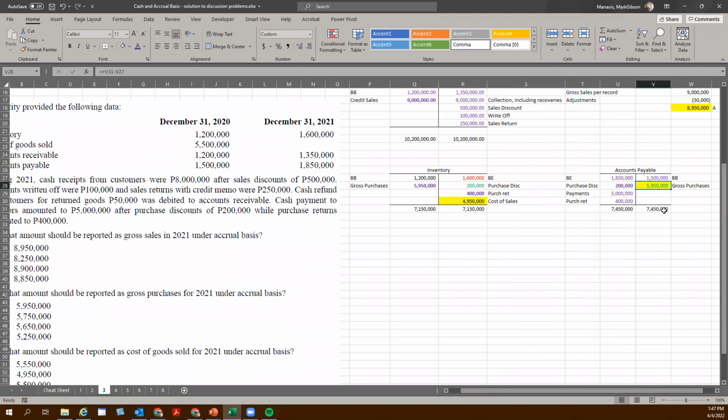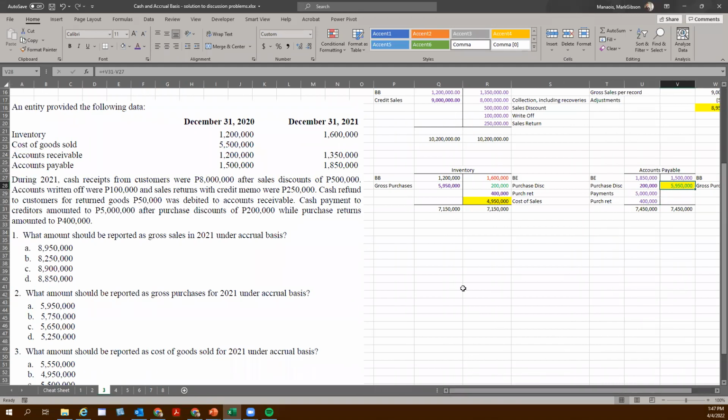So squeeze in now the gross purchases. That's 7,450,000 less 1,500,000. So that's 5,950,000. So that's our gross purchases. Remember, class, if what's needed is net purchases, all we have to do is get the gross purchases and then deduct the purchase discount and purchase returns. So be careful with that, because what's asked here is only gross purchases. So that would be 5,950,000.